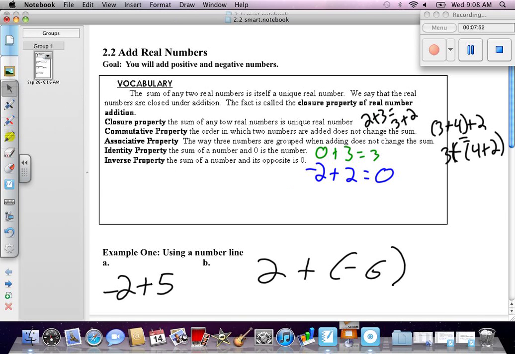And then we've got the inverse property. Not the identity, the inverse property, excuse me. Negative 2 plus 2 equals 0. Any number plus its opposite gives you 0. 3 plus negative 3 gives you 0.